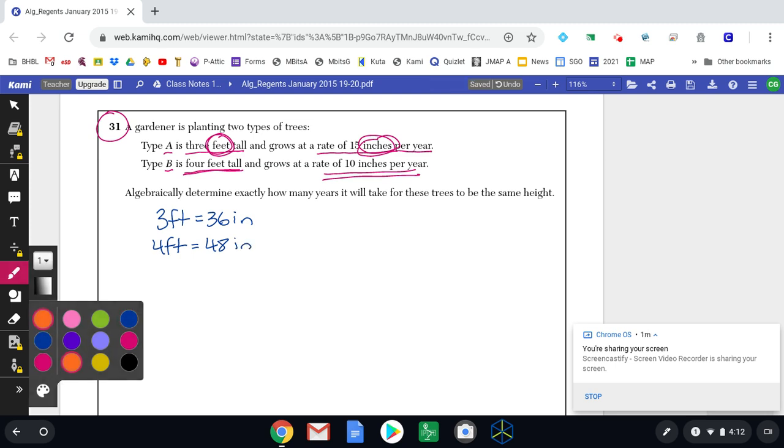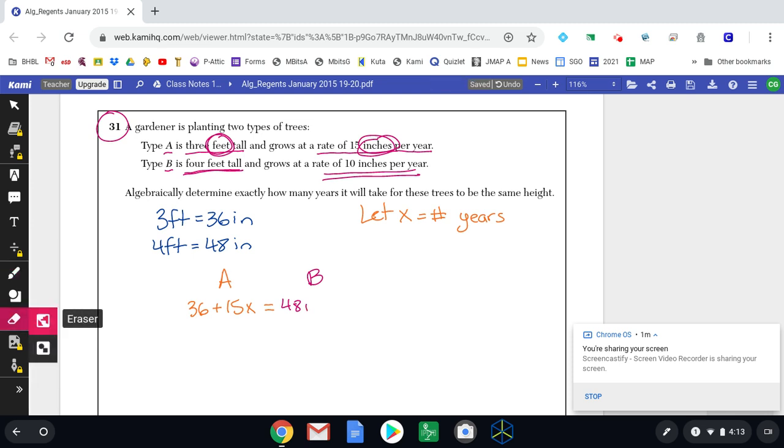So if we let x equal our number of years, and we first talk about tree A, tree A is going to grow 36 inches plus 15 inches per year. Tree B is starting out at 48 inches and is growing at a rate of 10 inches per year.